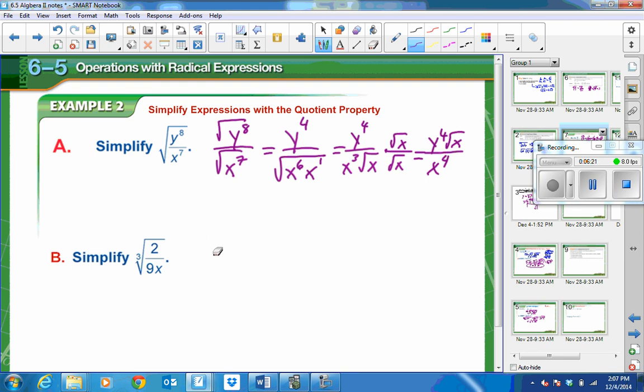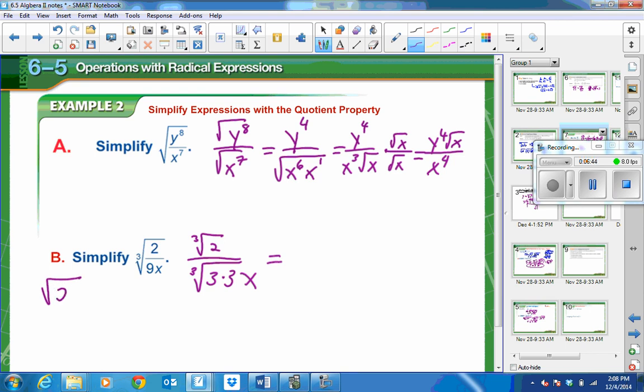Part B, simplify the cube root of 2 divided by 9x. So we're going to break it up into the cube root of 2 in our numerator. And in the denominator, the cube root of 9x, I'm going to break 9 down into 3 times 3 times x. Now, when we simplified radicals, we always had to have pairs.